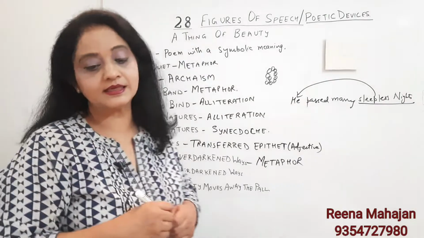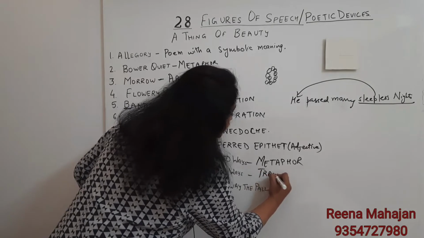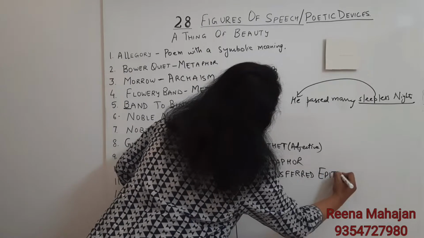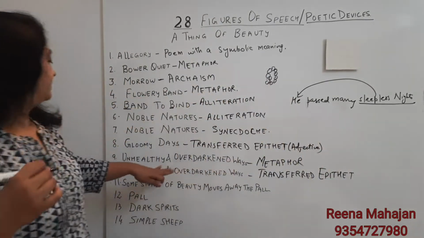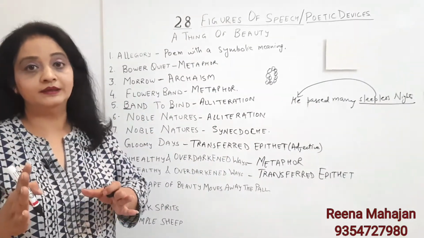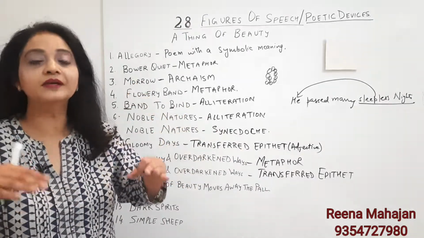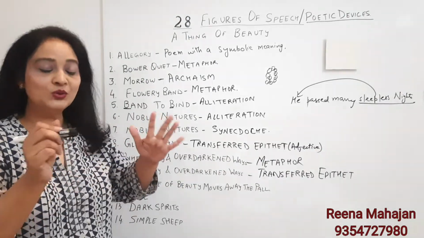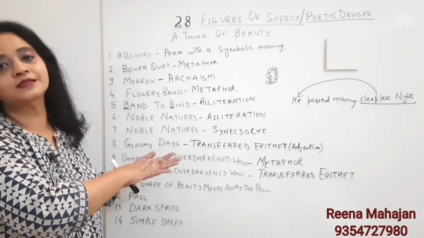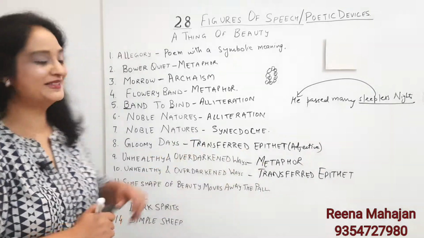Unhealthy and over darkened ways has one more figure of speech, and that is again transferred epithet. Why? Because the ways are not unhealthy. रास्ते unhealthy नहीं होते और ओवर डार्कन्ड नहीं होते, गलत रास्ते नहीं होते. इनफैक्ट हमारे काम करने के तरीके गलत होते हैं, राइट? सो द वेज आर नॉट ओवर डार्कन्ड. इनफैक्ट पीपल आर ओवर डार्कन्ड. द वे ऑफ डीलिंग थिंग्स इज ओवर डार्कन्ड. सो इट इज अ ट्रांसफर्ड एपिथेट, राइट?